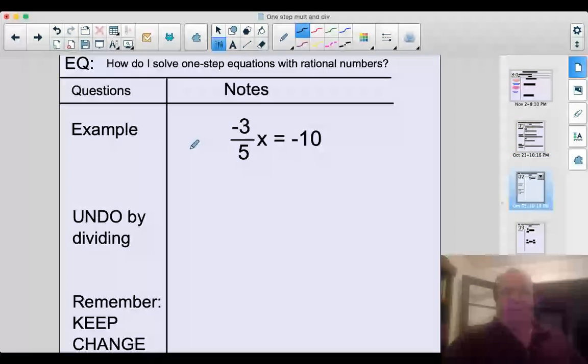So let's look at a couple examples. So I have negative 3/5 x. Remember, this means negative 3/5 times x equals negative 10. Okay, so I'm going to do the train tracks as always. That's always the first thing I do.